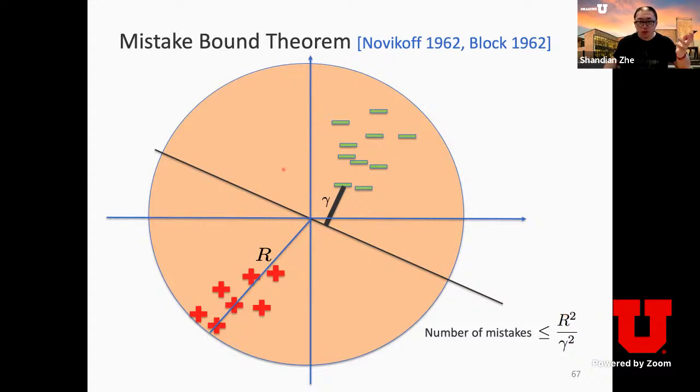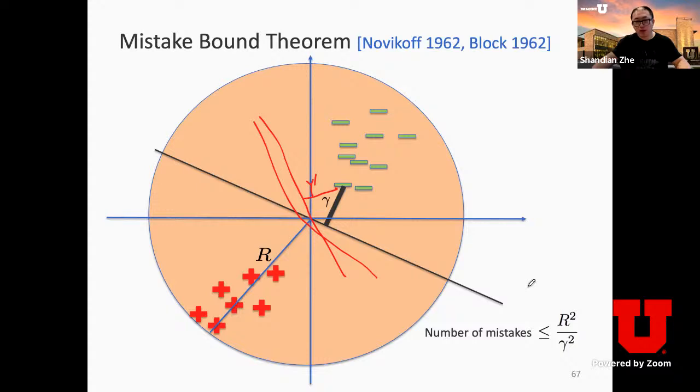Why? Because you can choose an arbitrary separating hyperplane. I can draw another separating hyperplane. Sorry, it should come across the orange, right? And you have a different margin, gamma prime. You can use gamma prime and R to construct another upper bound. Right? So you have an infinite number of upper bounds on the mistakes.